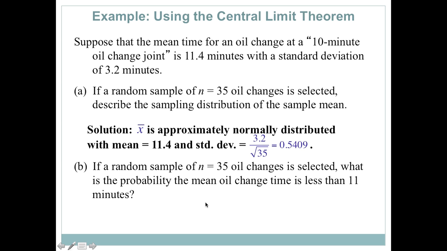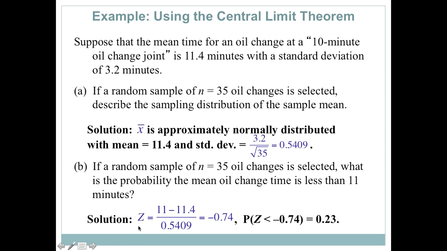Okay, so if a random sample of n equals 35 oil changes is selected, what is the probability that the average oil change time is less than 11 minutes? So if you can imagine, for example, that you have a spreadsheet with all of the oil change times for the month, and we randomly select 35 of them, and we take an average of those 35. We want to know what is the probability that that average would be less than 11 minutes.